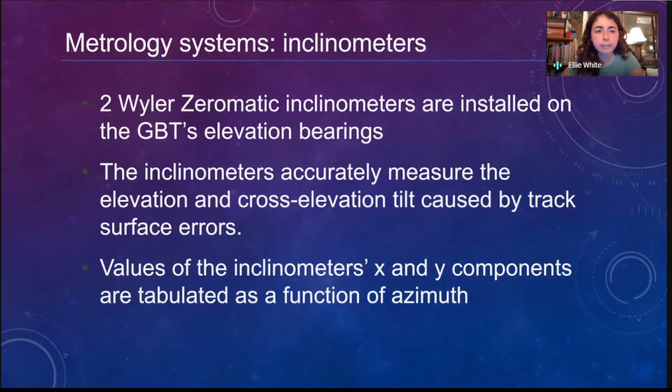In addition to that, there are inclinometers installed on the telescope. What these do is accurately measure the elevation tilt and cross-elevation tilt, which is azimuth times cosine of elevation, caused by track surface irregularities. So this basically tells you, if you're pointing in this direction, there's a bump in the track at this location and you need to correct for it. We take values of the inclinometer's x and y components and tabulate them as a function of azimuth.